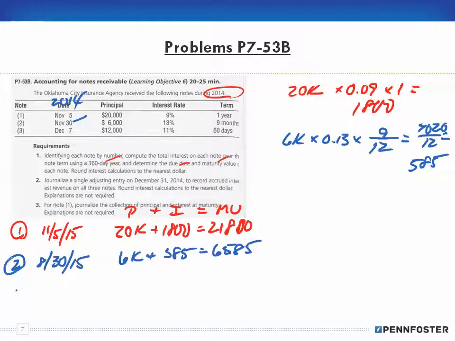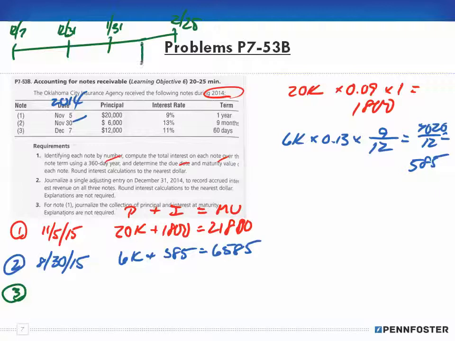Now, number 3, December 7th for 60 days. December has 31 days, and January has 31 days. To visualize this, draw yourself a timeline. This here is 12/7, this is 12/31, 1/31, and then this is 2/28.